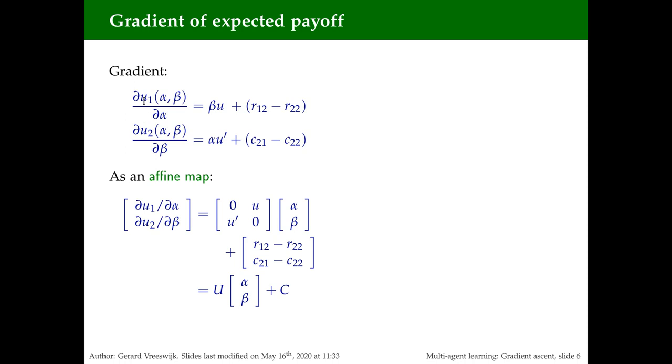So if you combine those two partial derivatives, you will obtain a so-called affine map, which is a linear mapping, a matrix applied to a vector of mixed strategies plus a constant vector, and you can abbreviate this very nicely into this expression. So just as to get things neatly organized.